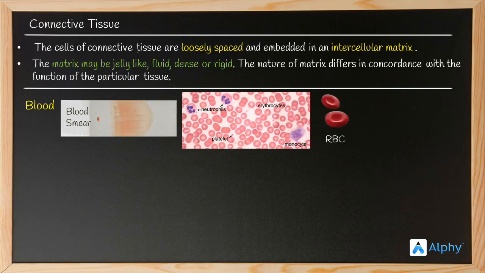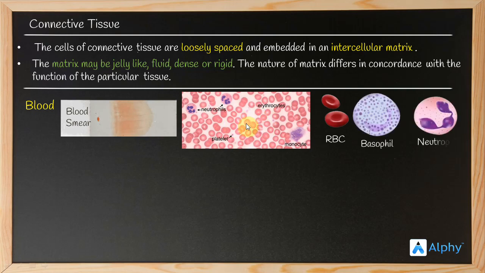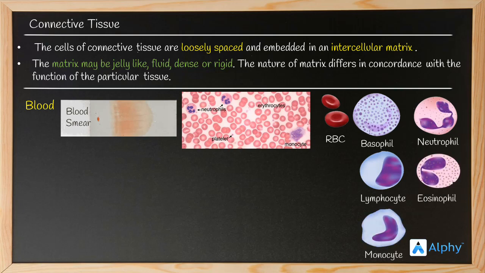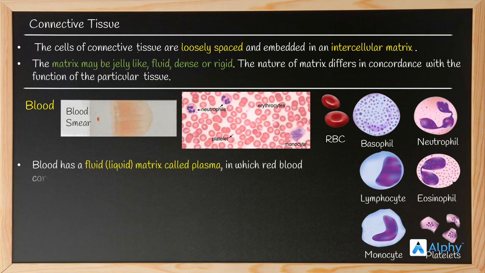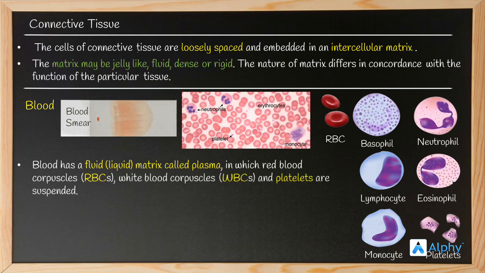Let's see. We have RBC or erythrocytes. Yes. And we have basophil, neutrophil, lymphocyte, eosinophil, monocyte and platelets. So these are the components of the blood, right? That's it. Now, over to statements. The blood has fluid matrix called plasma, in which red blood corpuscles RBCs, white blood corpuscles WBCs and platelets are suspended.